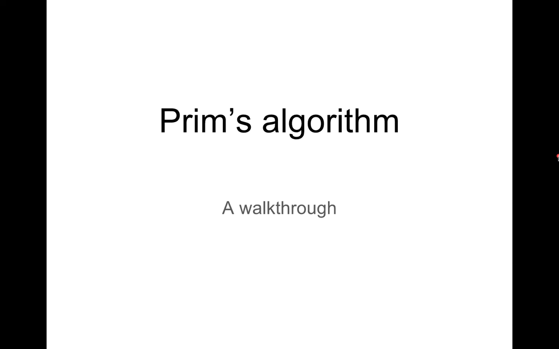In this video, we're going to have a look at Prim's algorithm, which is a method for finding minimal weight spanning trees of undirected graphs. In order to understand what that means, we're going to use a simple example here.